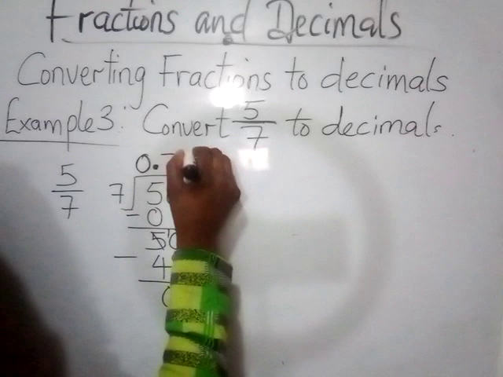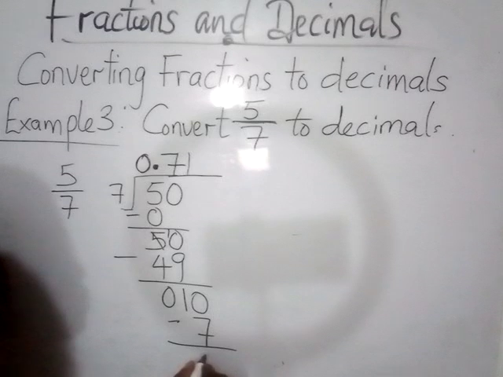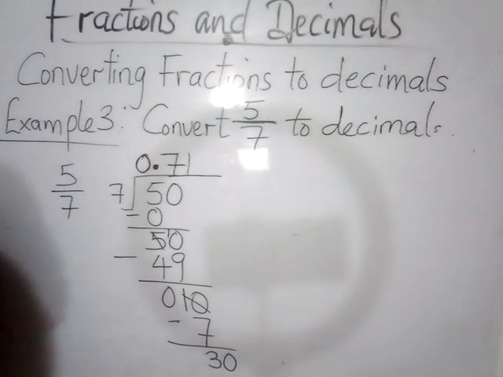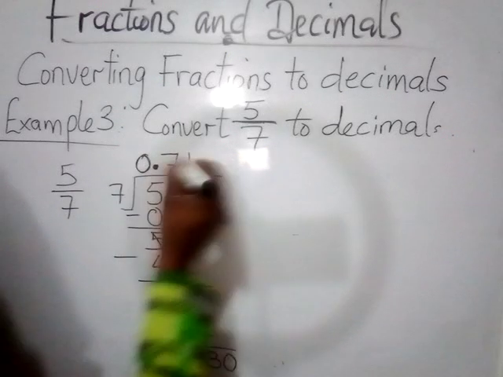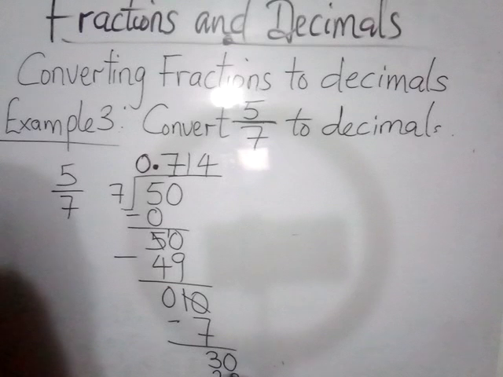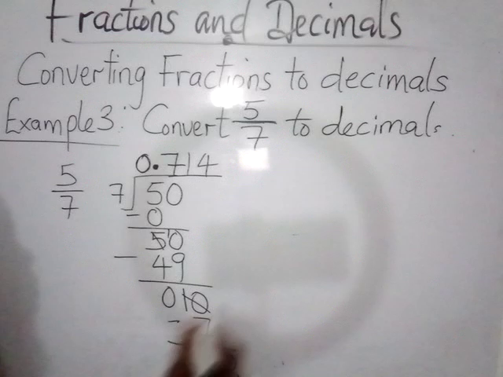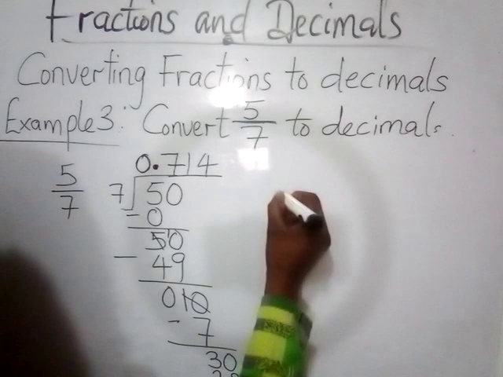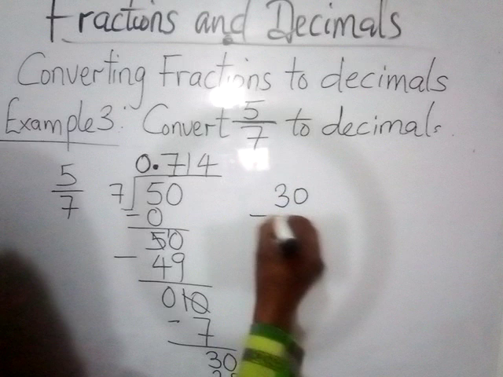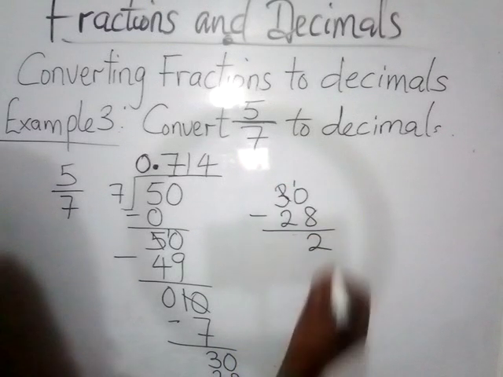10 divided by 7 is 1. 1 times 7 is 7. You subtract, you have 3. Right? 10 minus 7 is 3. So you can add your 0. You continue. Now 30 divided by 7 will give you 4. 4 times 7 is 28. I hope we can still see this. Let me put it up here so that we can see it. So we have 30 minus 28. That gives us 2. Okay?